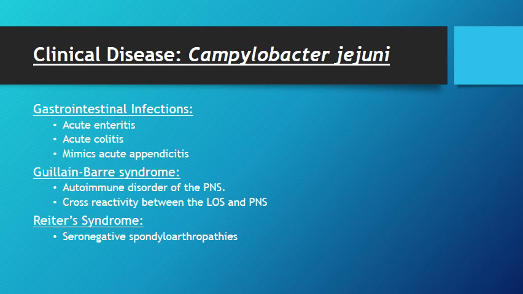Since it's acquired via the fecal oral route and it has such low oxygen requirements, it's no surprise that one of the main things it does is cause gastrointestinal infections. In this case, we're talking about typically an acute enteritis, maybe an acute colitis. The symptoms can actually mimic a little bit appendicitis. So you wind up with severe abdominal pain, which is how it can occasionally mimic appendicitis, because obviously patients with appendicitis have that abdominal pain.